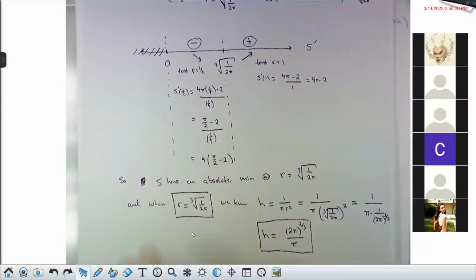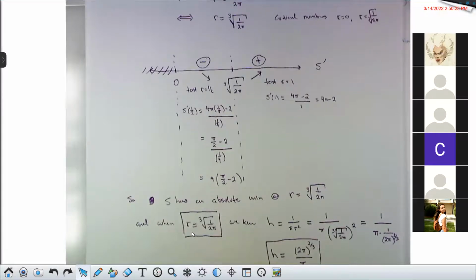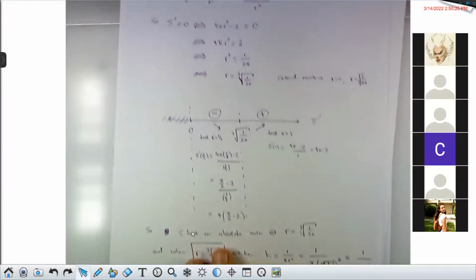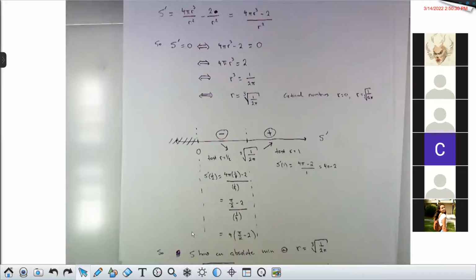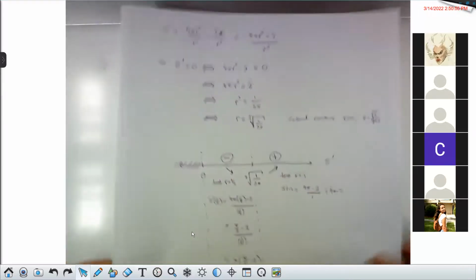Questions on the procedure here, on any one of these steps? Okay.